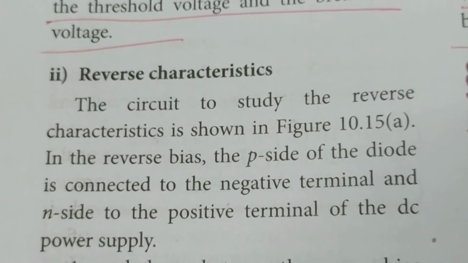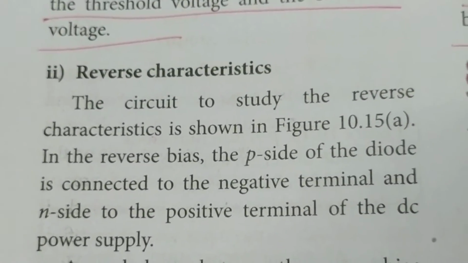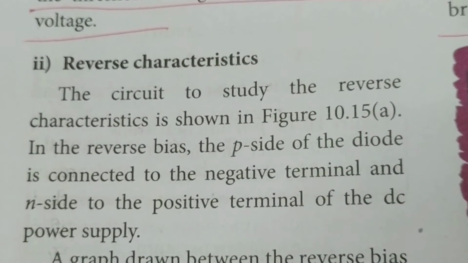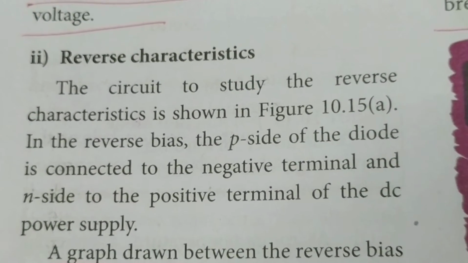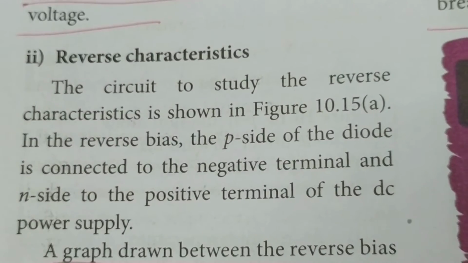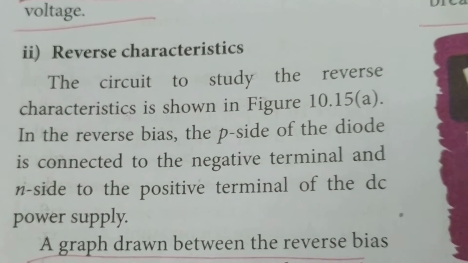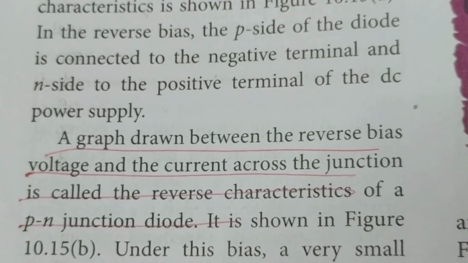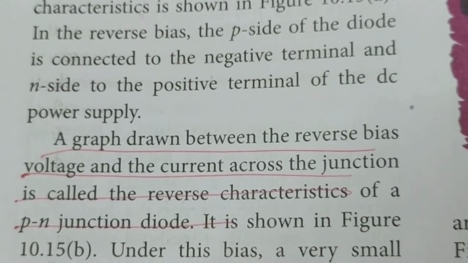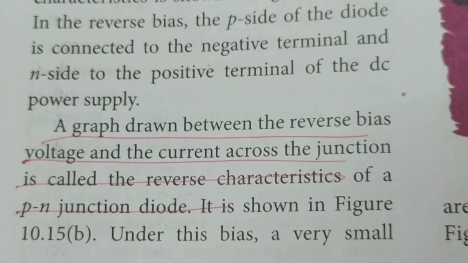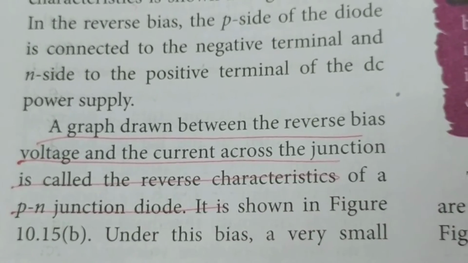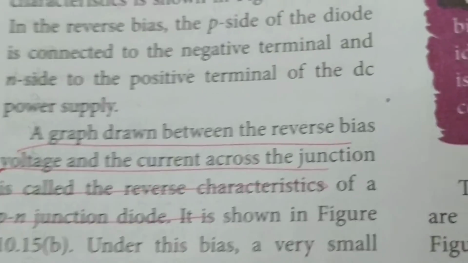Next we are going to see the reverse characteristics. The P side is now connected to the negative terminal and the N side is connected to the positive terminal, that is, opposite terminals are connected. A graph is drawn between the voltage and the current, and this gives the reverse characteristics of a PN junction diode.